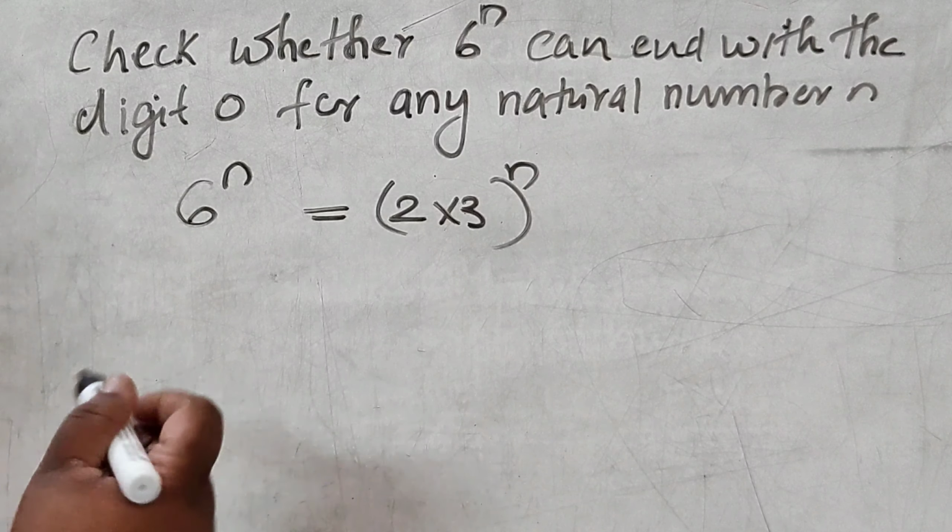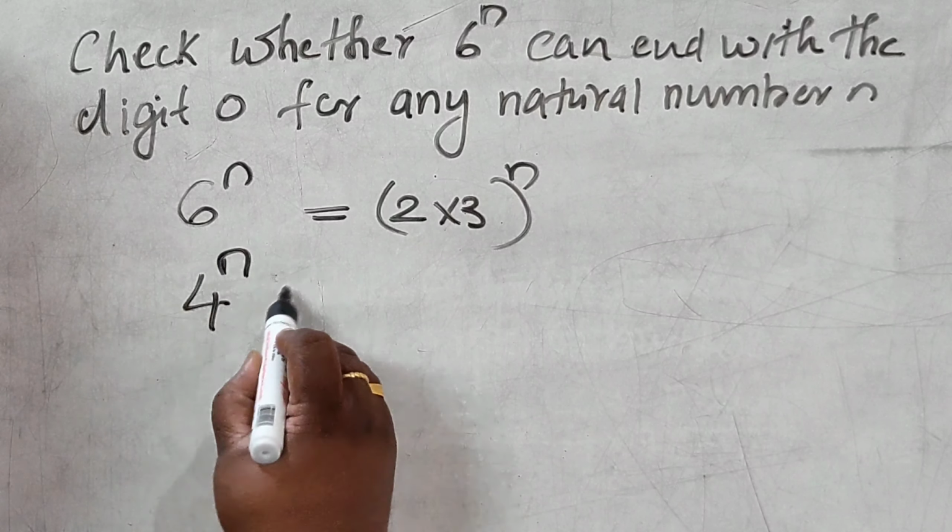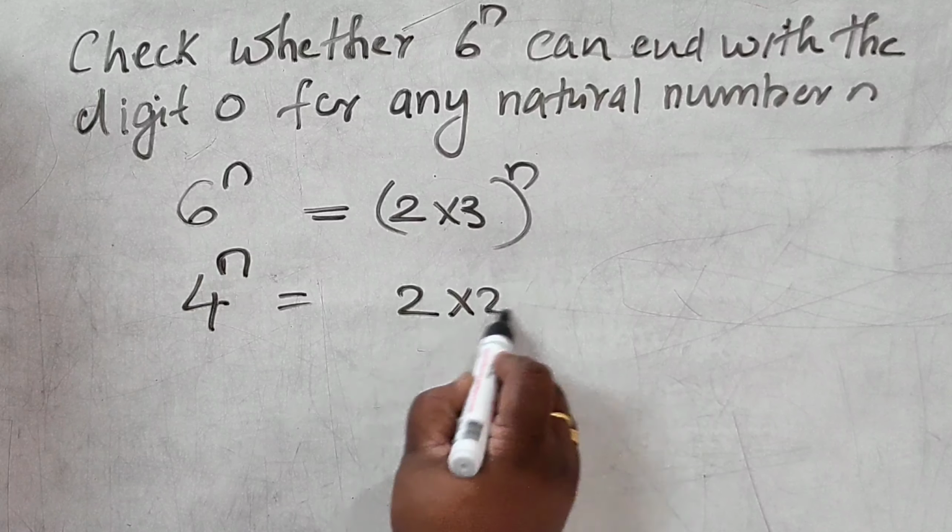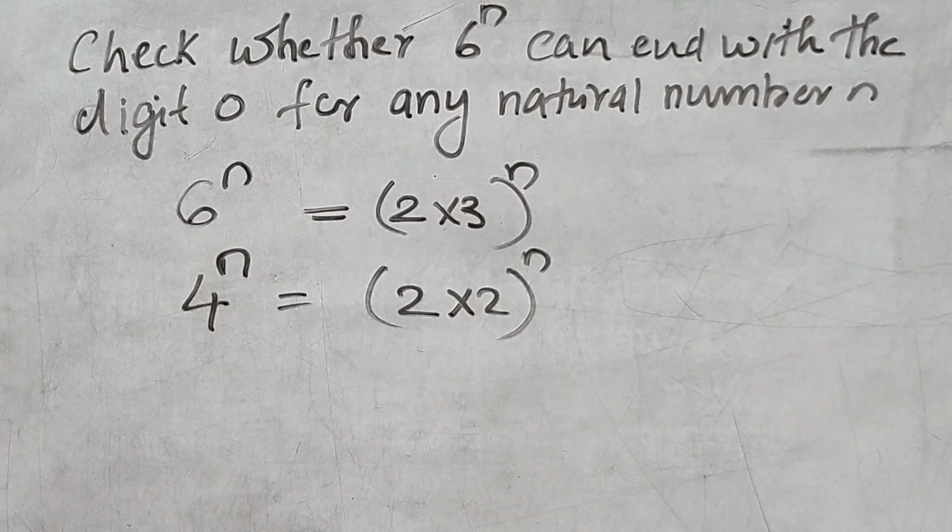Now consider another number, 4 raised to n. What is 4 raised to n? It is 2 into 2, the whole raised to n. There also we can see that the factor 5 is missing. So we can say that 4 raised to n also cannot end with the digit 0 for any natural number n.